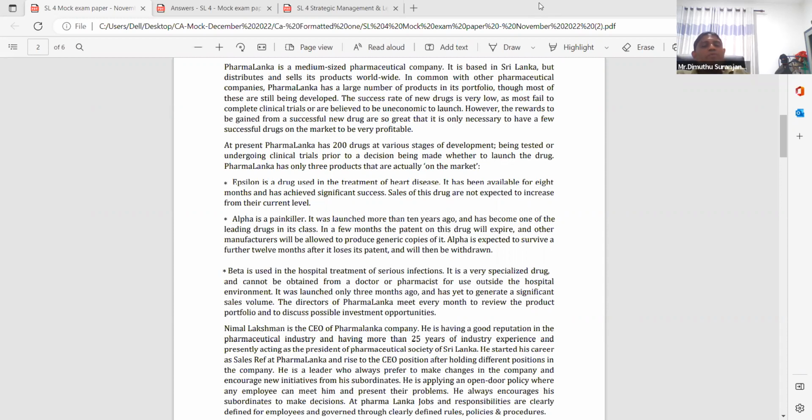Beta is used in the hospital treatment of serious infection. It is a very specialized drug and cannot be obtained from a doctor or pharmacist for use outside the hospital environment. You can't get that one outside the hospital environment. It was launched only 3 months ago. Very recently, this has been launched. Has yet to generate significant sale volume. That means maybe at the initial stage.